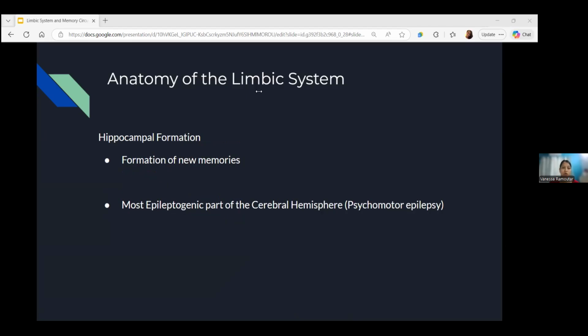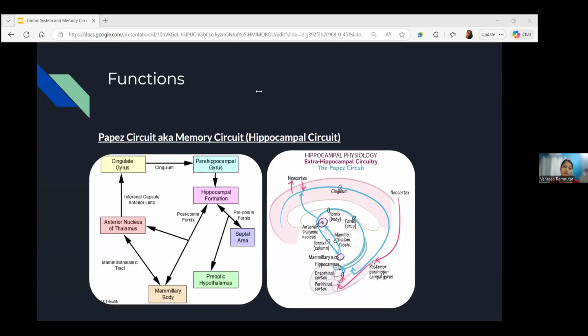This structure is important in the formation of new memories and is the most epileptogenic part of the cerebral hemisphere. So this is very important in the Papez circuit or hippocampal circuit or memory circuit, as it's called. This was initially described as a neural circuit for the cortical control of emotions. Since then, it has been studied extensively and is now believed to be essential for the consolidation of memory and very important in learning. The type of memory it refers to is episodic memory, and these have emotional associations.